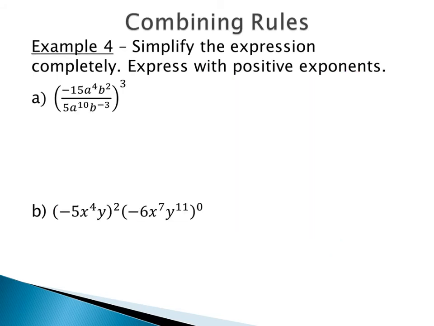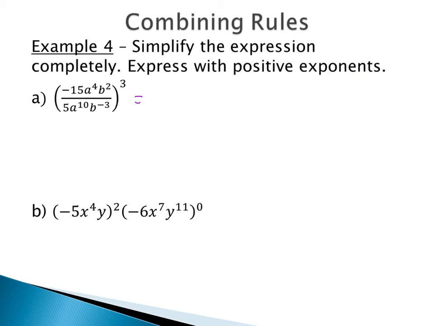Finally, I just wanted to walk through some problems using all of the rules that we've learned. Ultimately, you want to try to think of your order of operations. So PEMDAS, you want to start inside your parentheses first to see if you can simplify. So for part A, we have a quotient inside, we have a fraction. So I would use my quotient rule inside the parentheses first with your like terms.